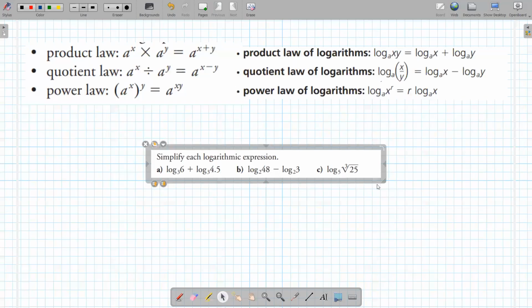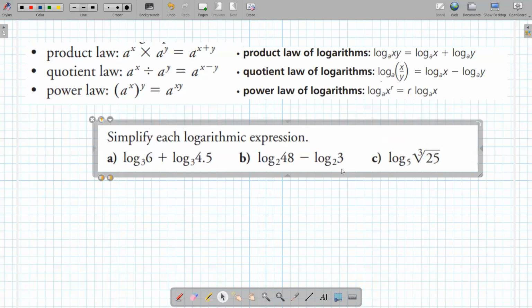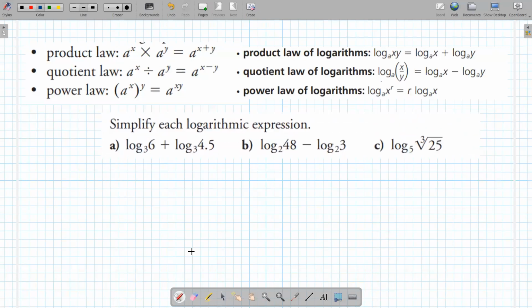This one says simplify each log expression. Let's look at the first one. Which of these 3 rules do we use for the first one? The clue is this plus sign. You use the first rule. Use the first one, so we're on this side. We want to go this way.